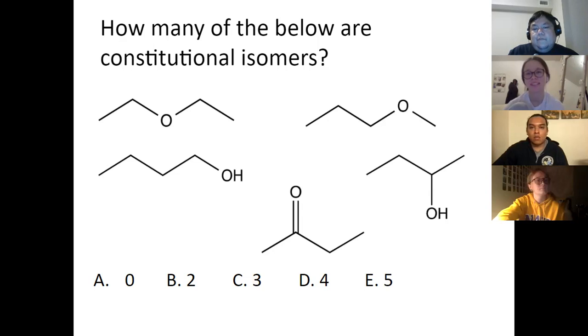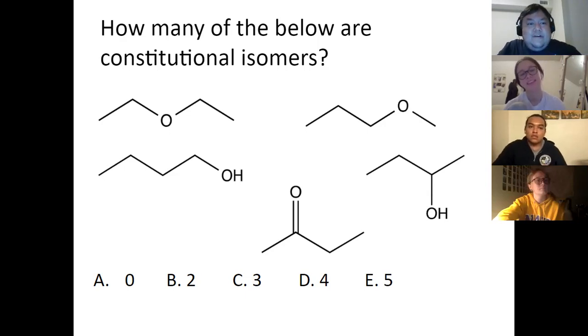What did I tell you that all constitutional isomers have to have? Molecular formula. So just figure out what the molecular formula is. And if you figure out what the molecular formula is, that'll tell you if they're the same but drawn different, that they're isomers, right?